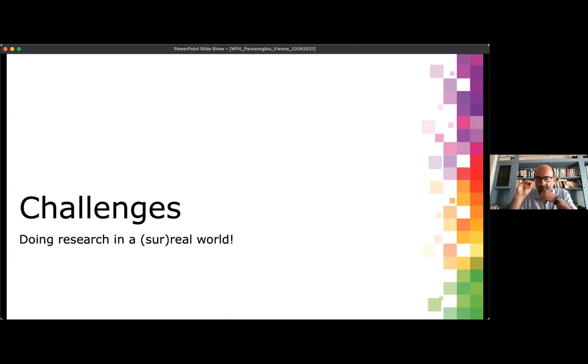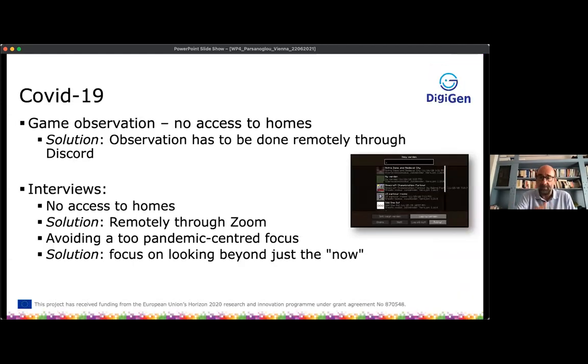I would like to refer today to some of the challenges that we have met. After designing and finalizing our research design, we had to go out to the real world, which proved to be a surreal world. I'm talking about the pandemic. We had to face very new challenges. For example, the whole recruitment strategy that we had designed was irrelevant. We didn't have access to homes, even for interviews or for game observation. So we are using available digital platforms for interviews and also for the discussions during the game sessions.